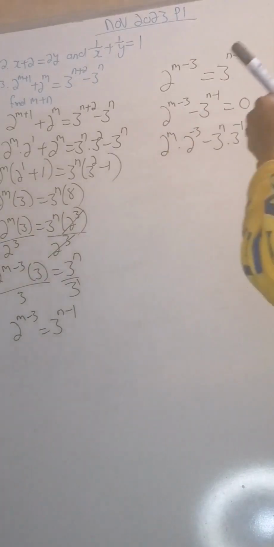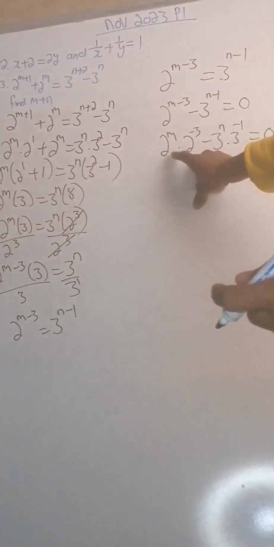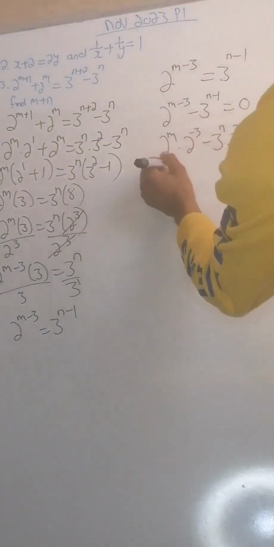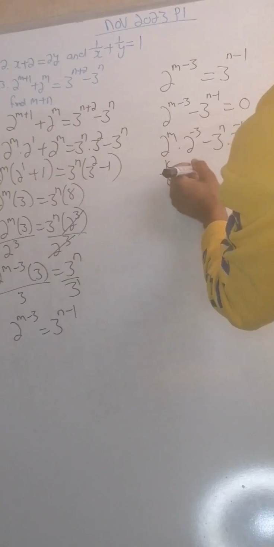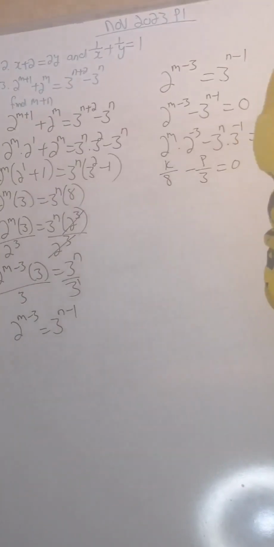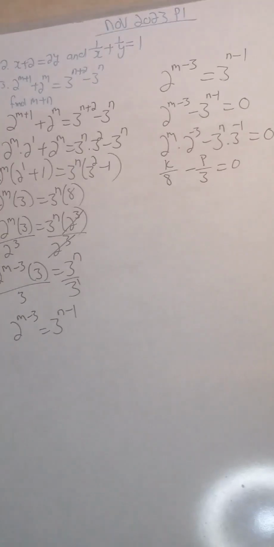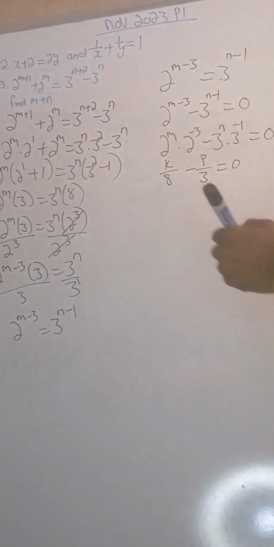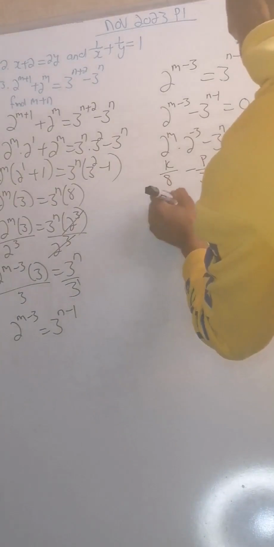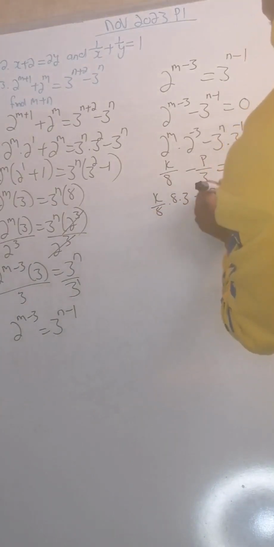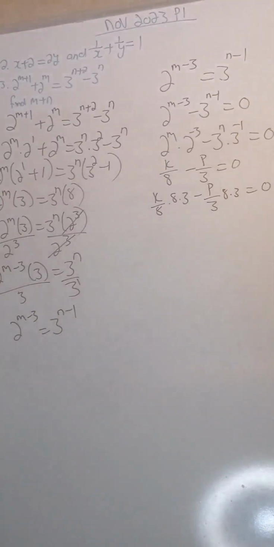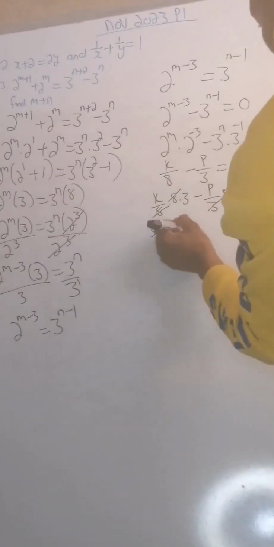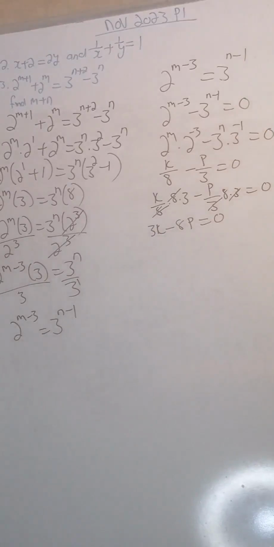If I let this, for example, be k, and maybe this one be p, let's see what we will have. I have k over 8 minus p over 3 equals 0. I'm trying to do something here. I can multiply throughout by 8 times 3. So k over 8 times 8 times 3, minus p over 3 times 8 times 3, equals 0. This into this goes once: 3k minus 8p equals 0.